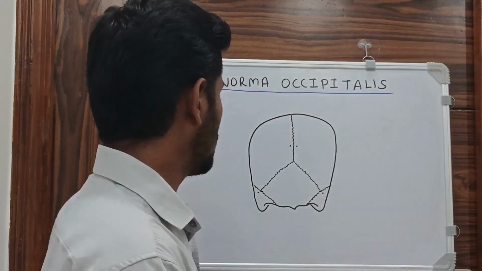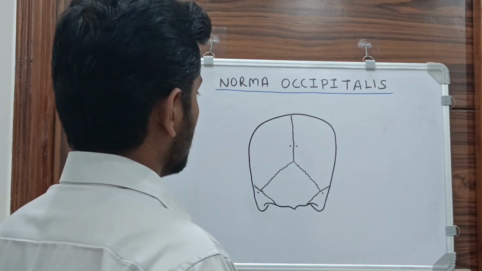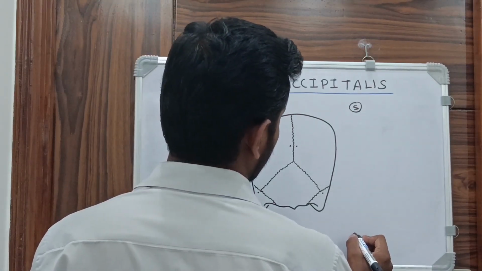Hello everyone. Today we are going to study the Norma occipitalis. So what is Norma occipitalis? Norma occipitalis is the view of the skull when we see the skull from posterior view. So suppose this is the skull which we are seeing from posterior, and this one is the superior side and this one is the inferior side.